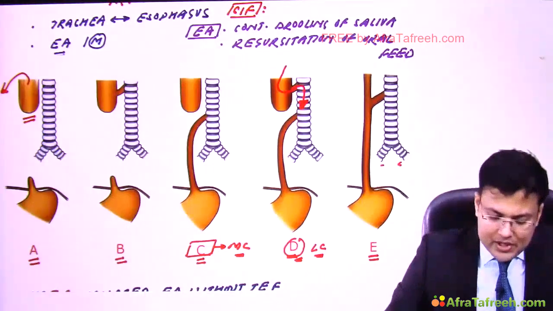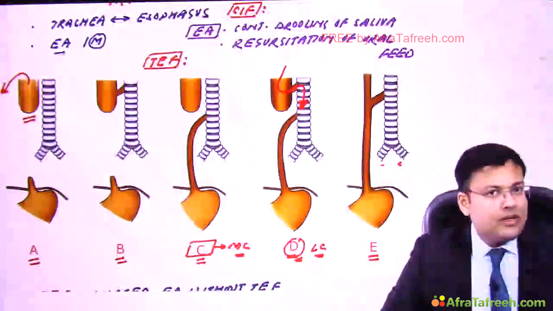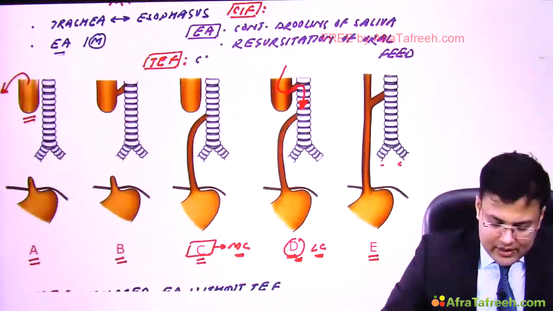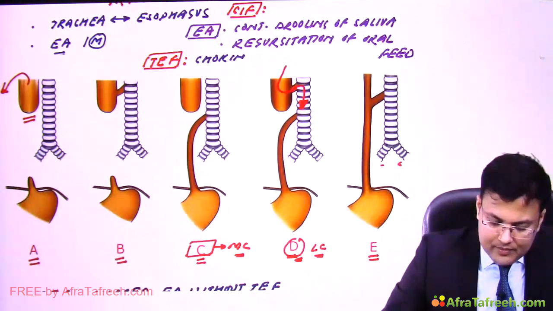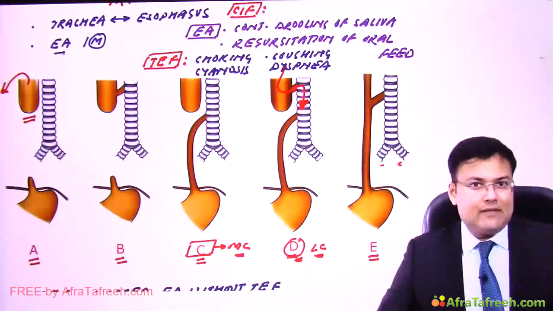Right? And if patient is having tracheoesophageal fistula, in such patients, what's the problem? These patients have choking, coughing, cyanosis and dyspnea. Clear? So these are the manifestations.